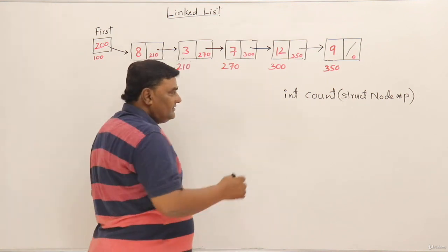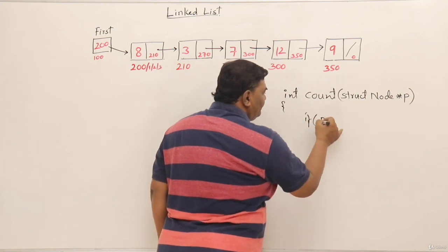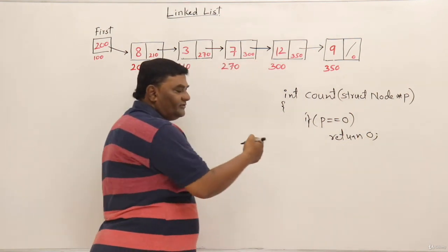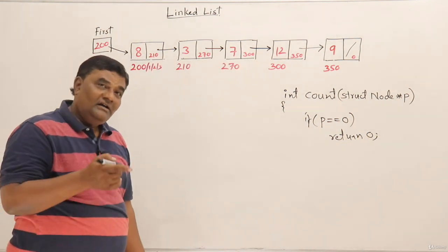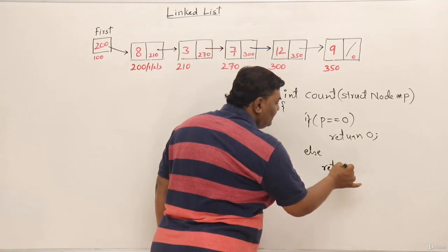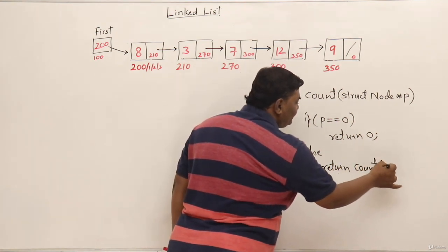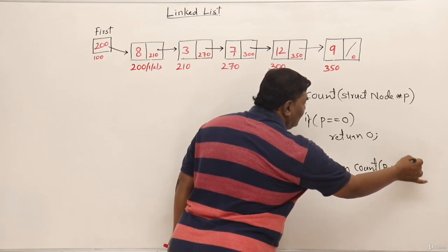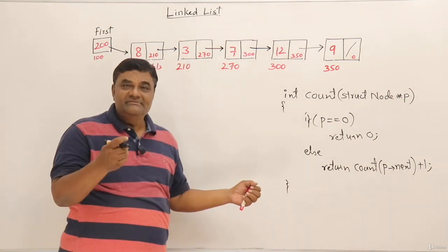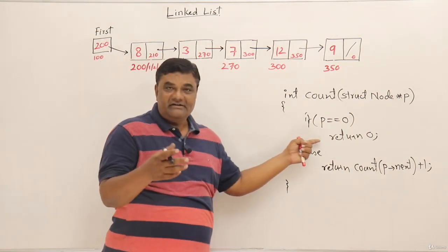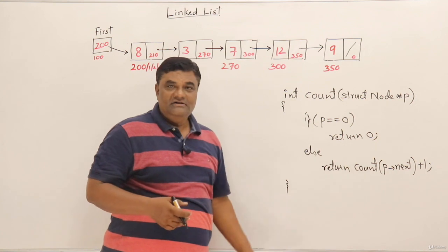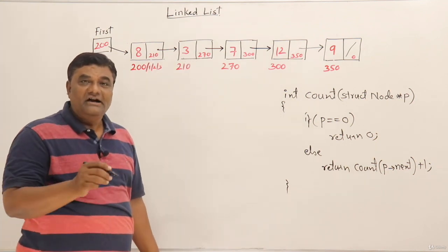So I will write the condition. If p is equal to null, then return 0. So if there is no node, then return 0. Otherwise, if there is a node, then return count itself for p's next, and also add 1. That's all. This is the function. Simple steps are defined. If p is null, then return 0, there is no node. If there is a node, then call for the next node and add 1. So let us quickly trace this one and see how it is working.